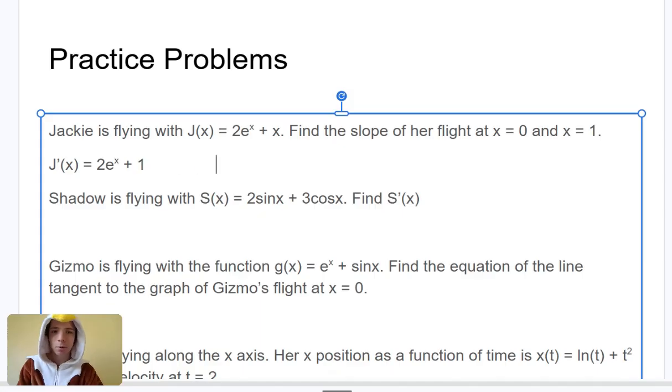And then we want the slope of her flight at x equals 0 and x equals 1. So if we take this at x equals 0, 2e to the 0, it's 2 plus 1 is 3. And at x equals 1, 2e to the 1, that's just 2e plus 1. So that's 2e plus 1.